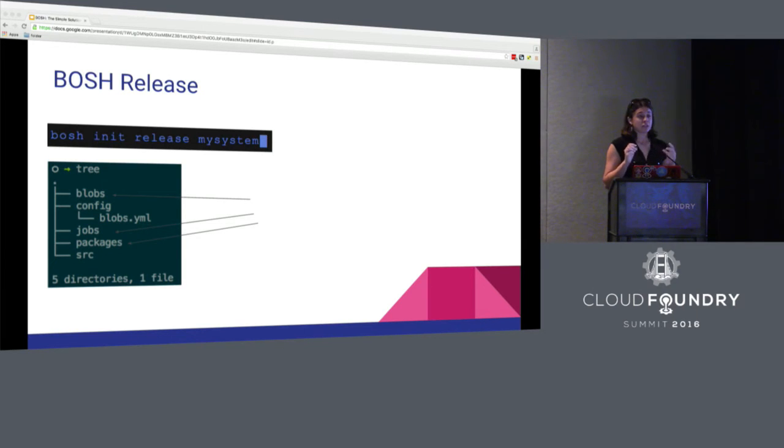Your packages, on the other hand, are all of the compiled code that you would need to have in your Bosh deployment. And then, of course, the src directory is just going to be your normal product code.